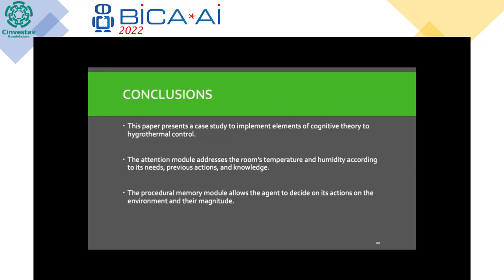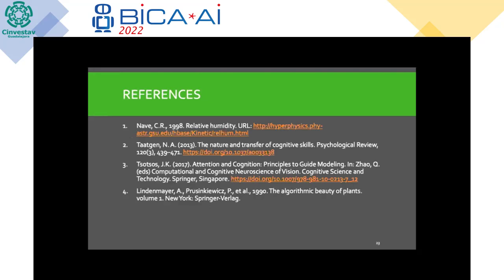And finally, conclusions. This paper presented a case study to implement elements of cognitive theory to hydrothermal control. The attention model addresses the room's temperature and humidity according to its needs, previous actions, and knowledge. And the procedural memory allows the agents to decide its actions to the environment and their magnitude. Finally, these are the references we used for each of the models and tasks we defined.